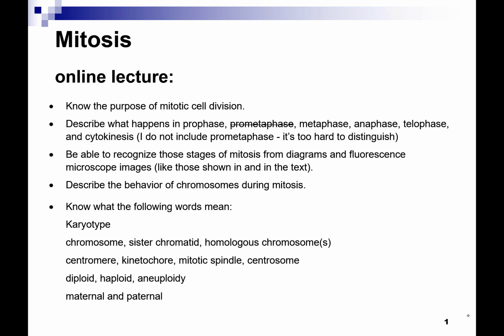Okay, this lecture is about mitosis. Basically, mitosis is how we divide chromosomes to create two identical cells, which we call daughter cells. So here are your objectives. We'll go through those again at the end of the lecture.